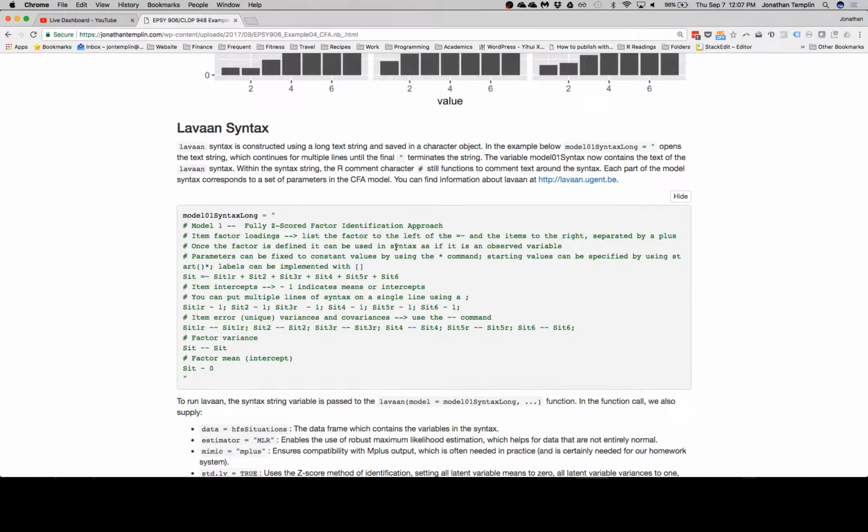Now you'll note lavaan syntax is somewhat backward from our model in that we said y equals mu plus lambda f plus e, right? F is on the right side, y is on the left. But that's just because it's trying to look like Mplus syntax, and I don't know why Mplus syntax is doing that. This is the model, even though this syntax makes it look like the factor is equal to the sum of these items. It's not at all. That's just syntax. It's not equal to the sum of the items at all. Just note that that's just the convention they're using in syntax.